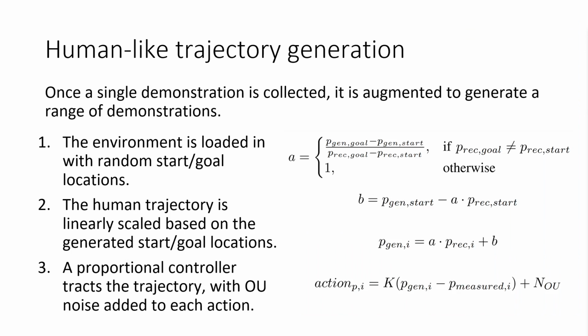First, random start and goal locations are sampled. Then, the recorded trajectory is scaled such that the start and goal locations of the demonstration match the generated ones. Finally, the robot uses a noisy proportional controller to follow this new trajectory, and the state action pairs are recorded.